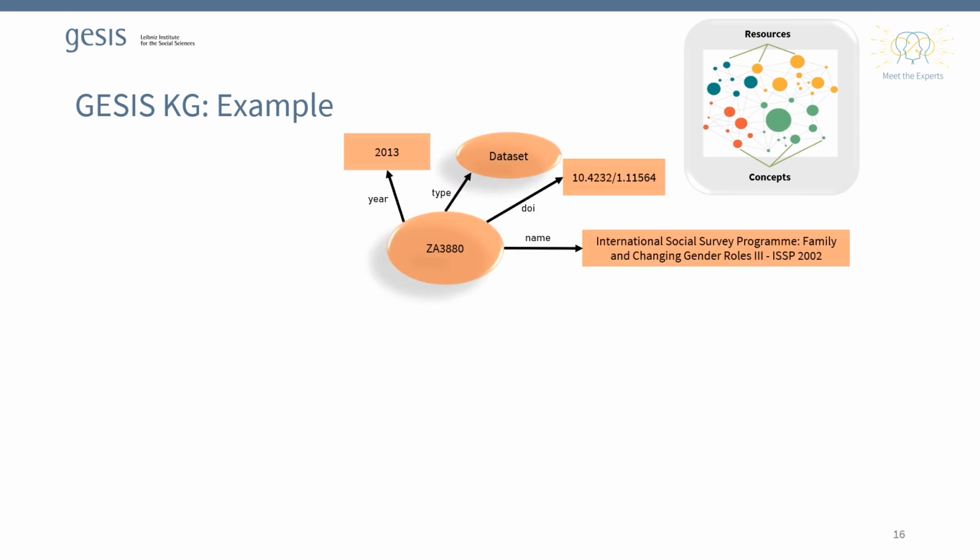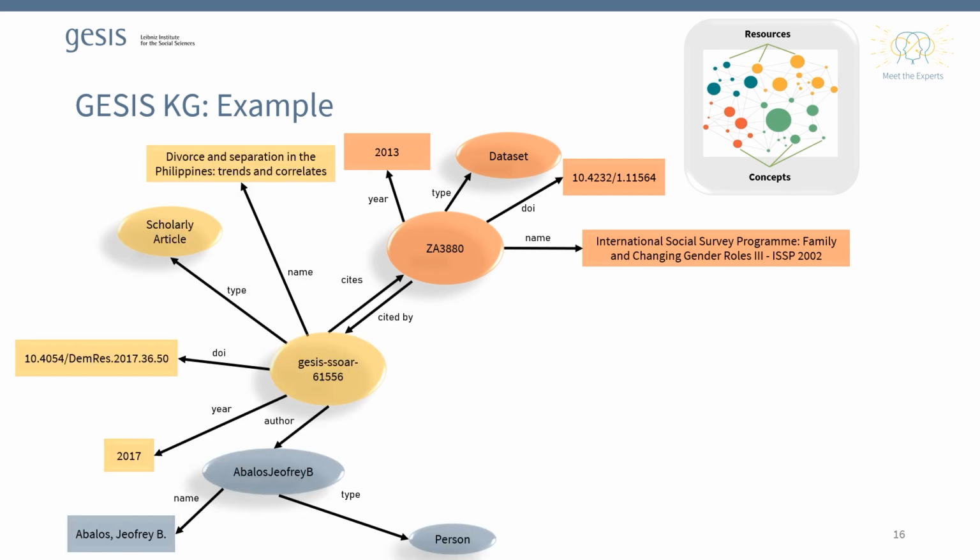Let me now show you a small example of the interlinked data of the GESIS knowledge graph considering resources and concepts. We start with a dataset that comes along with some metadata. For simplicity, I only included few metadata items here, but of course the dataset carries more metadata.